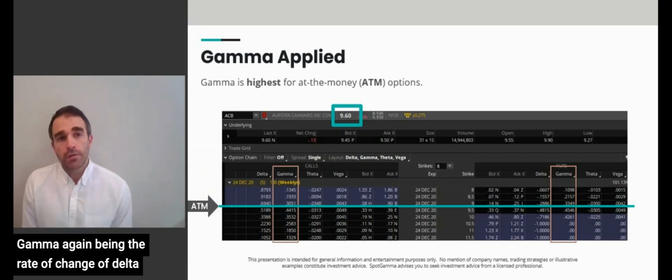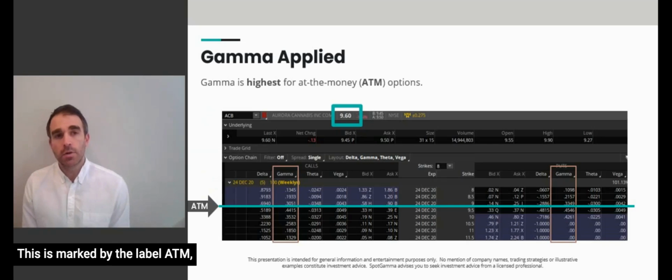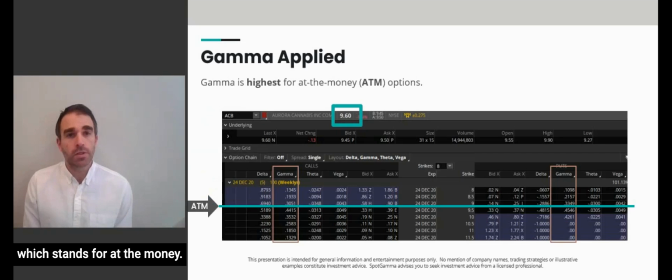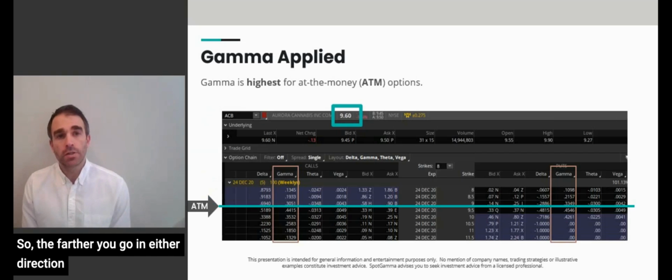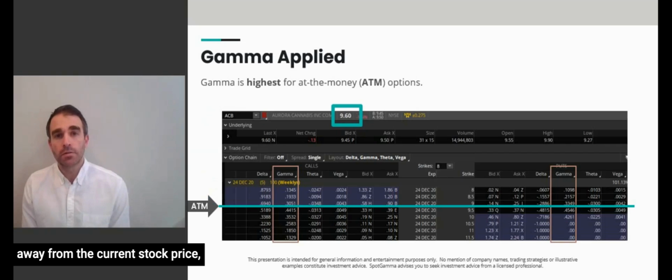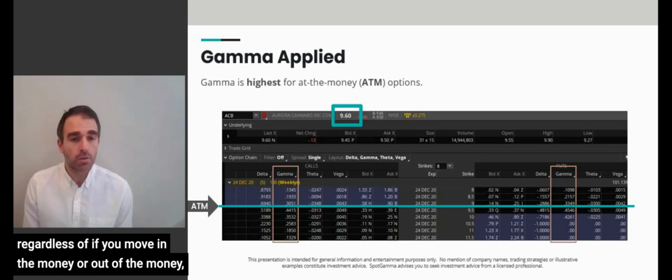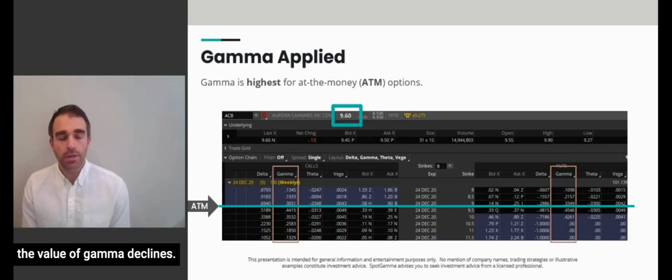Gamma, again being the rate of change of delta, is highest around the current price of the stock. This is marked by the label ATM, which stands for at the money. So, the farther you go in either direction away from the current stock price, regardless of if you move in the money or out of the money, the value of gamma declines.